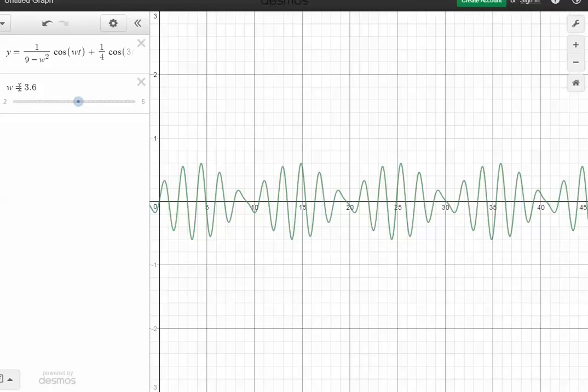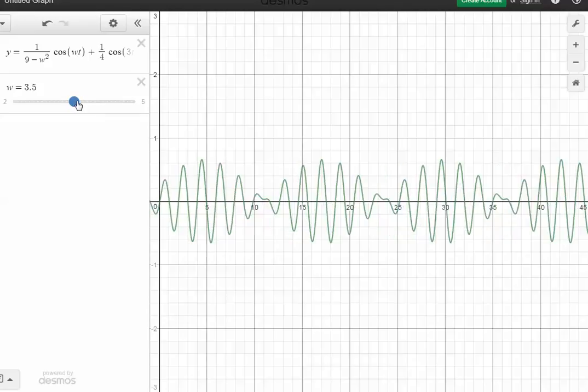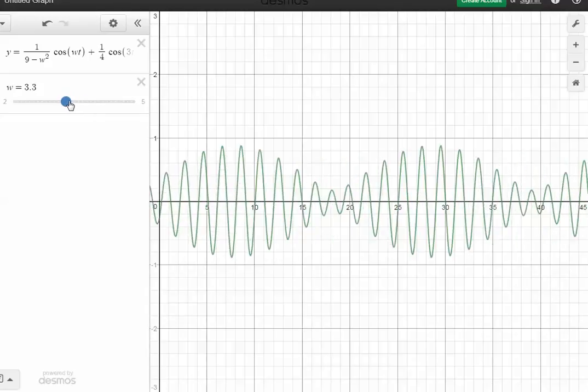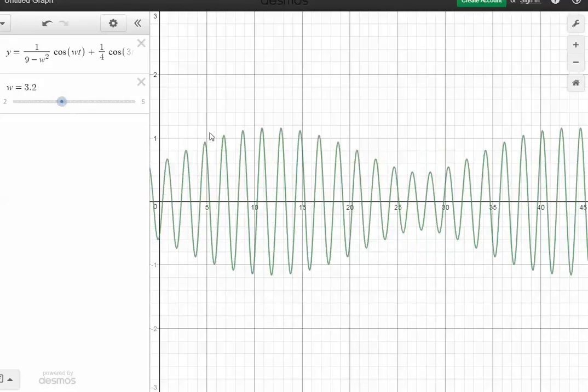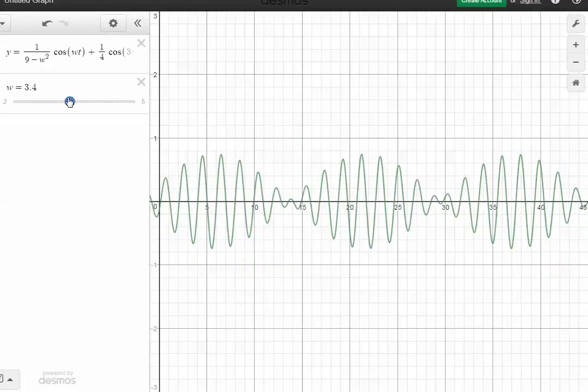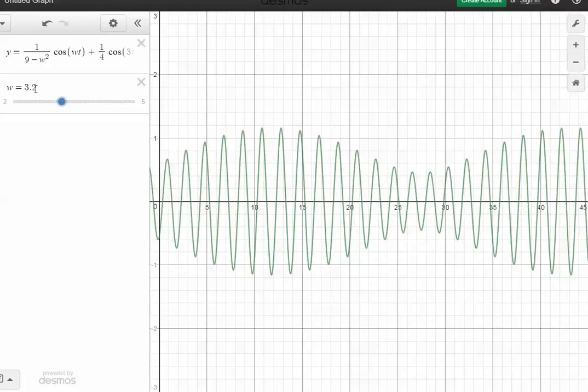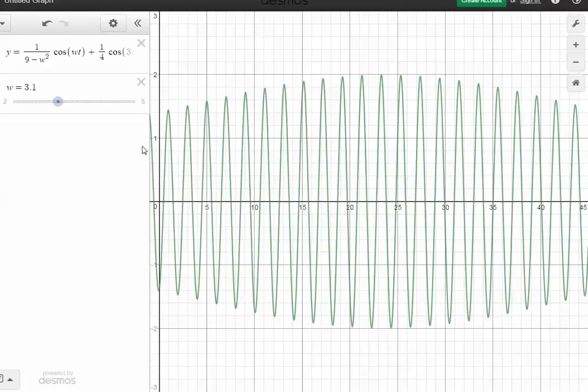Now this is when omega is not quite at the natural frequency of 3, but it's getting closer. And if I move it closer and closer, so I'm at 3.3, you see these beats are getting more and more pronounced. They're getting longer. 3.2. You also see that the overall amplitudes are getting bigger. The peak amplitude of the beats is getting bigger and bigger. Again, if I back up a little, you see that. Now I'm at 3.2. There's 3.1.